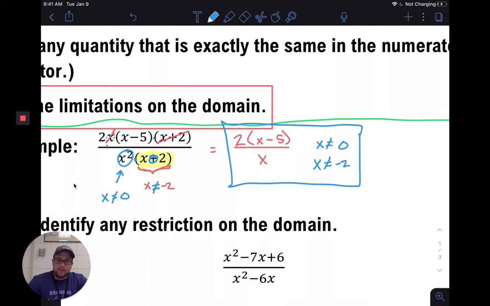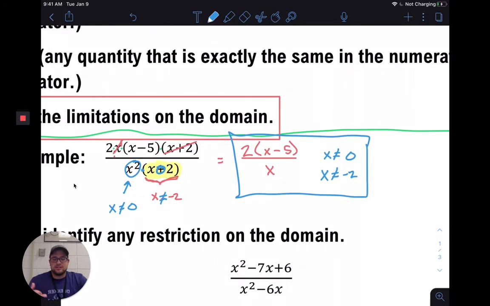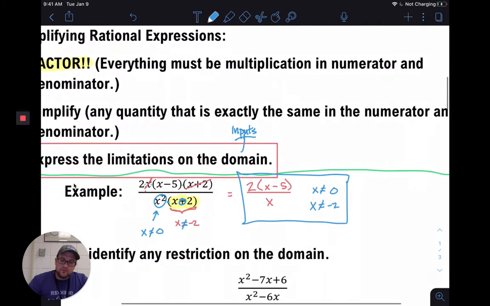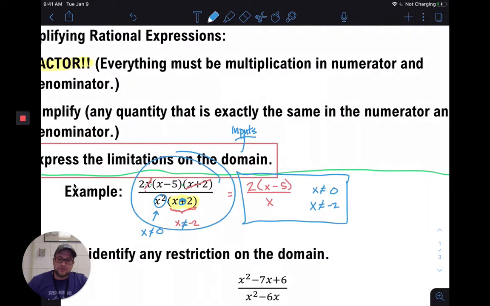Now, when you are stating your limitations on the domain, the domain, of course, is your input values, your inputs. You always do that from the original function before anything is canceled out at all. So we always do it from that original.